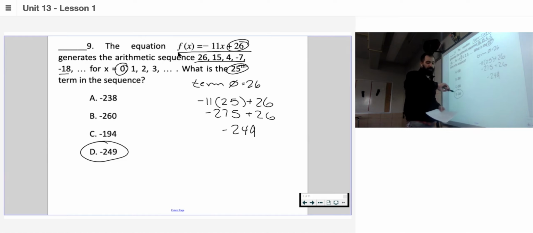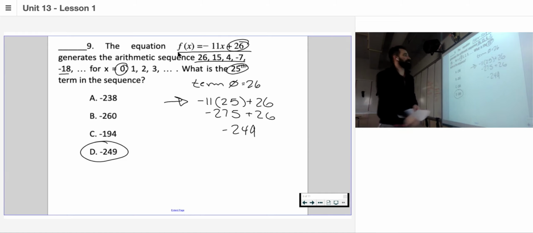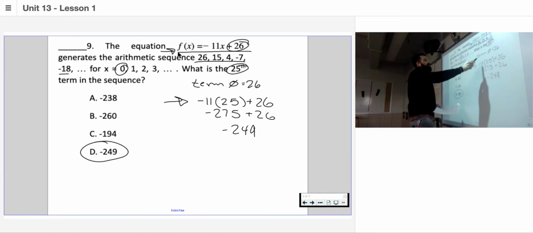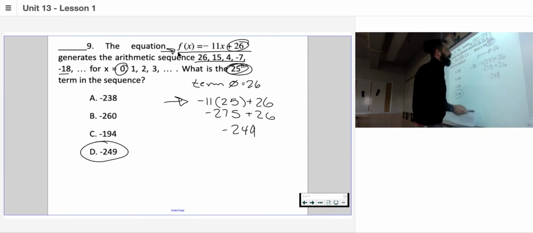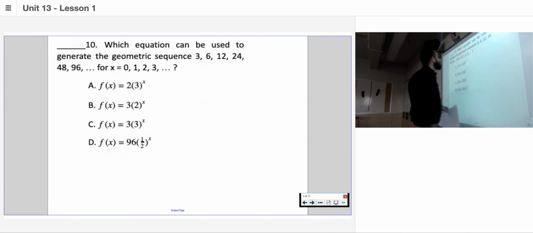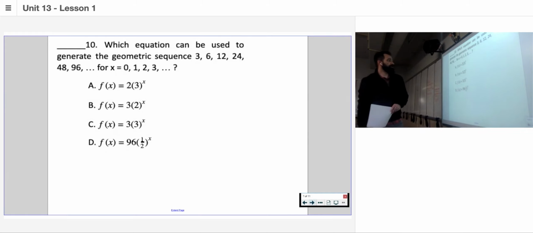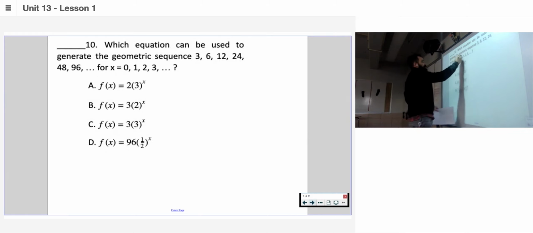And plug those into your calculator. Plug this into your calculator, get your answer. Make sure you use the equation given, and you know that this 25 is x. Replace that x. Which equation can we use to generate the geometric?